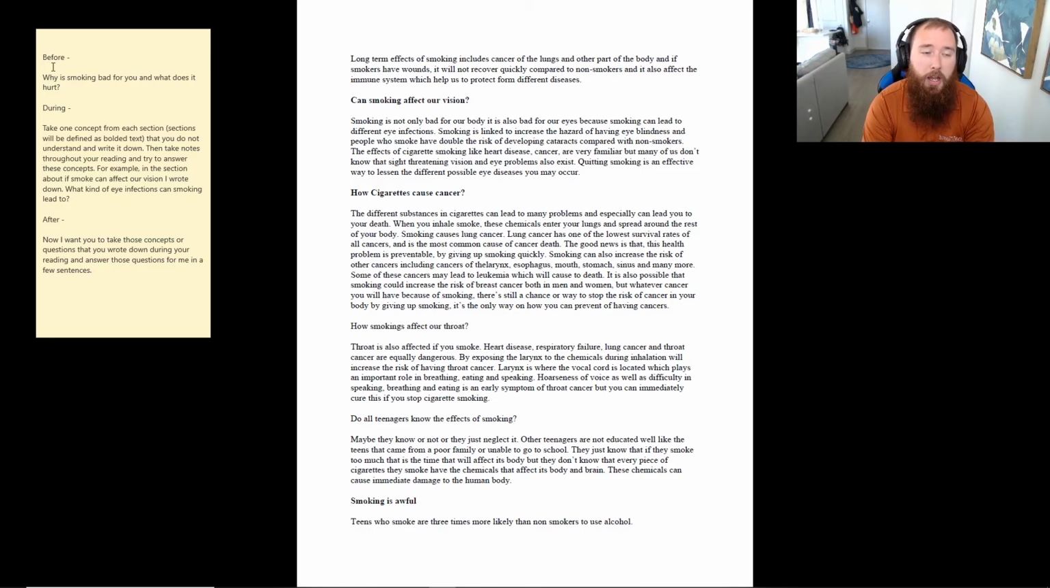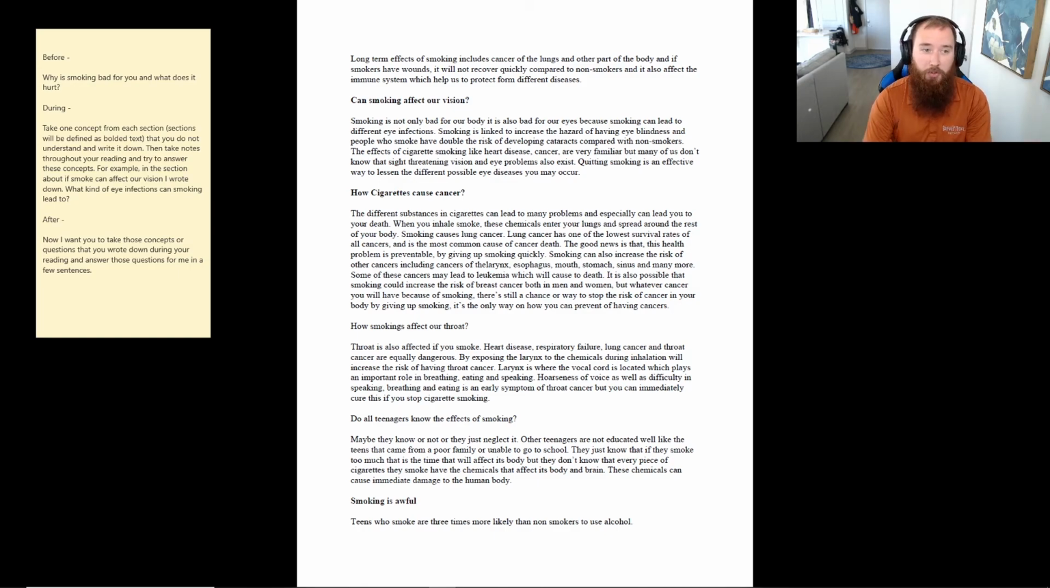And then during, I want you to take one concept from each section. So we'll use this, can smoking affect our vision, which is what we're going to model for you guys real quickly. Basically, I want you to take a concept in that or a question that you have about something you don't understand and write that down. And then as you're going through your reading, I want you to refer back to those examples and answer questions as you can while you're going throughout your reading, okay?